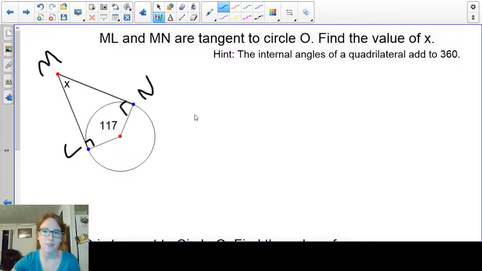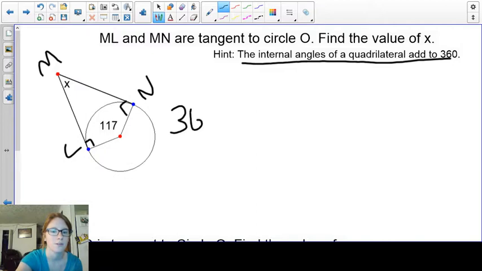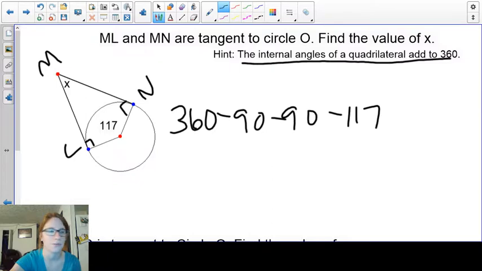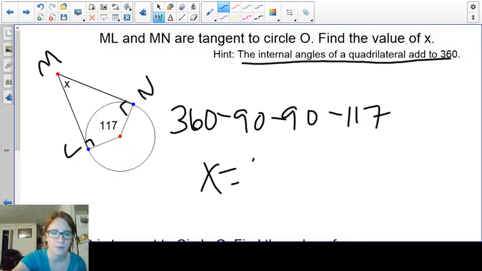It tells me to find the value of X, and it gives me this little hint: the internal angles of a quadrilateral add to 360. So 360 minus 90 minus 90 minus 117, which gives me the answer of 63. So X is 63 degrees.